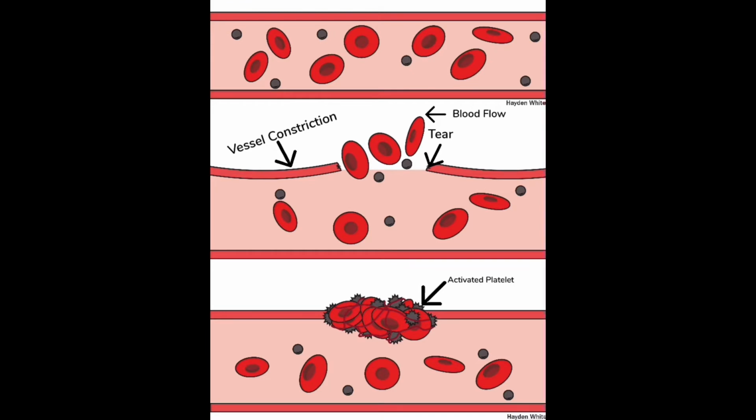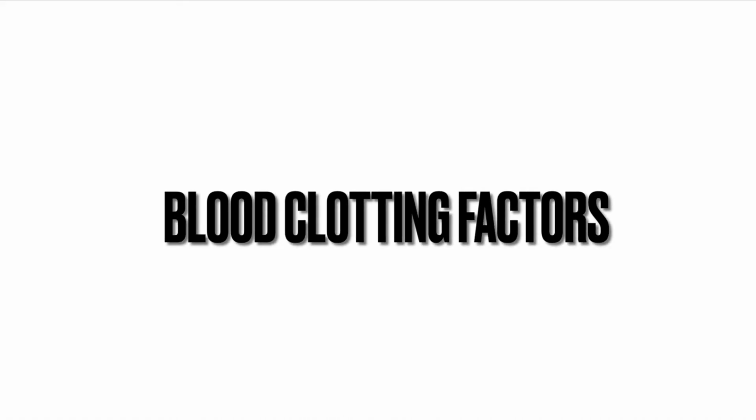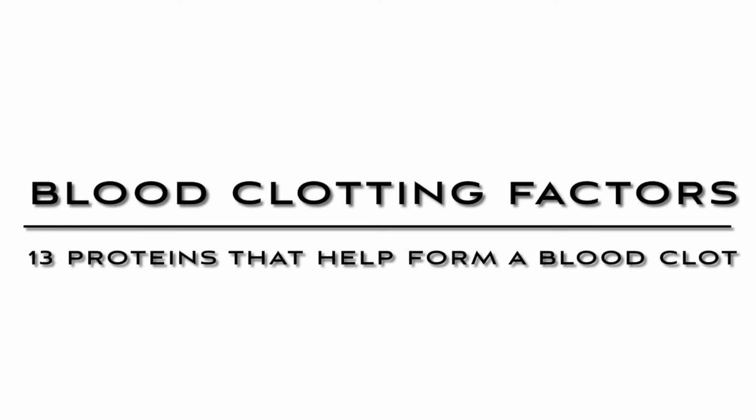And finally, we get to a fibrin clot. This is when blood clotting factors trigger the making of fibrin. The fibrin is a strand-like substance that will surround the platelet plug and keep the plug nice and stable. This is what's called a fibrin clot. The clot then gets stronger and will finally dissolve as the blood vessel heals. The proteins that help this process happen are called the blood clotting factors. Now, the blood clotting factors are the 13 proteins that help form a blood clot.